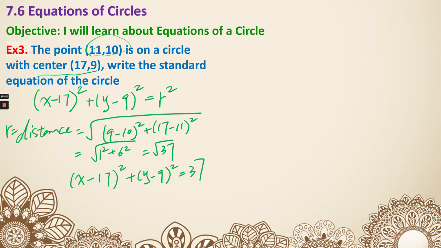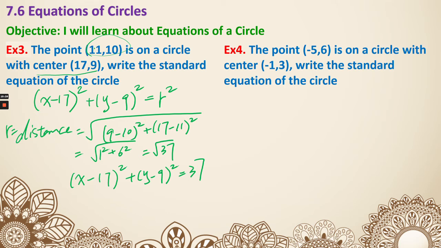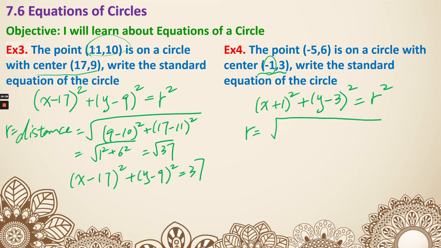That's example 3. Now let's practice more. Same thing on example 4. Set it up first with the center. X, the opposite of -1, plus 1 squared. Then y, the opposite of 3, so minus 3 squared equals r squared. Again, my r is going to be the distance between these 2 points.